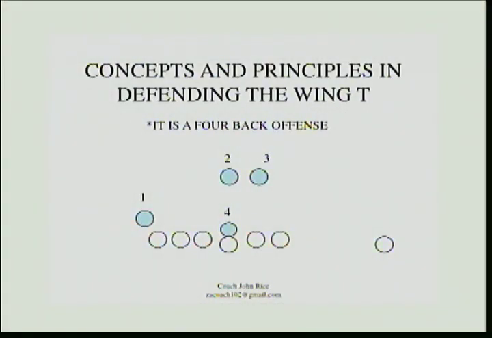The first thing that we want to do is understand that the wing T is a four-back offense, and any of the four numbered players is a possible threat. Number one would be the wing. There are plays in the wing T where he carries the ball. Number two is the fullback. We'll refer to number three as the halfback, and four is the quarterback. So we want to understand that all four of those players are running threats in this offensive system.